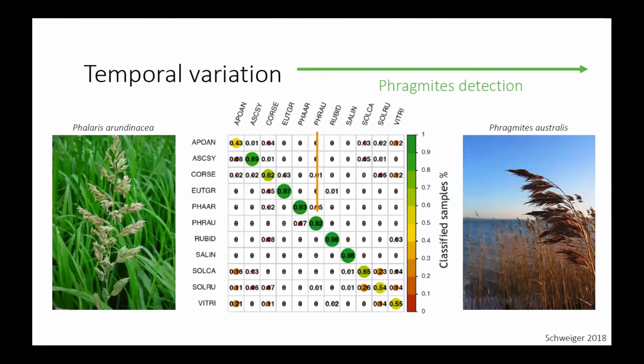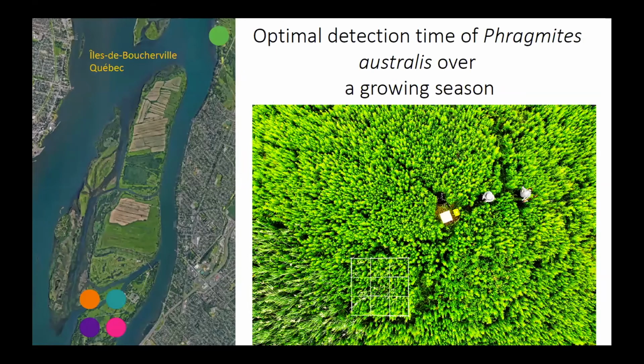Building on previous work in our lab that has shown that Phragmites might be confused with co-occurring species like the reed canary grass, we used a time series of leaf and spectral data collected in the islands of Boucherville in Québec to evaluate when Phragmites is more distinct from co-occurring species and to determine the optimal time for its early detection.